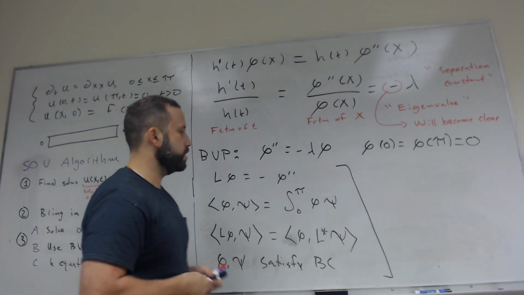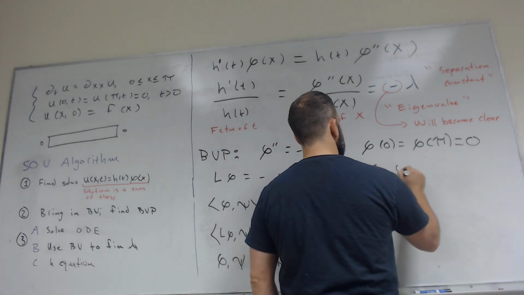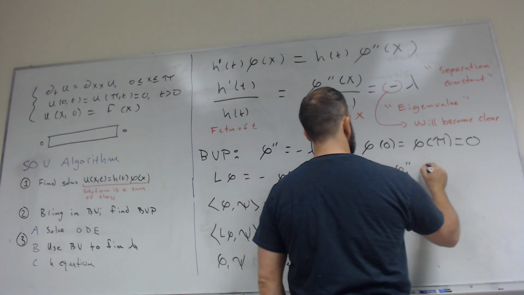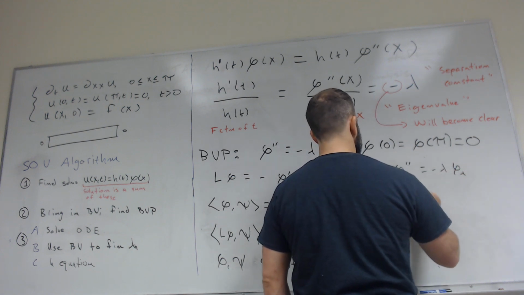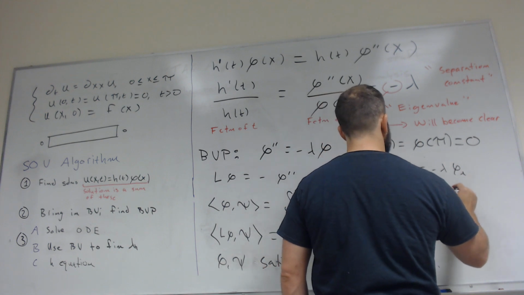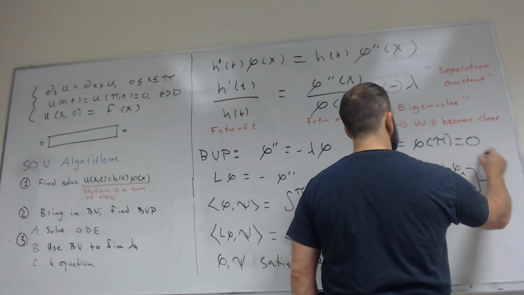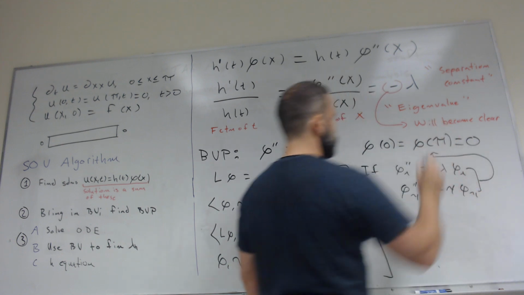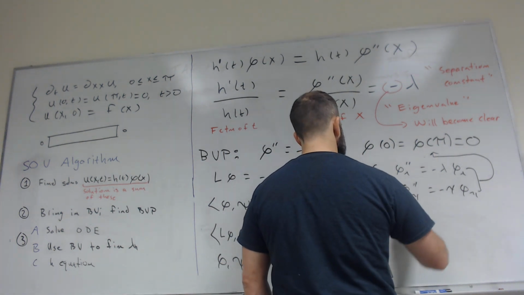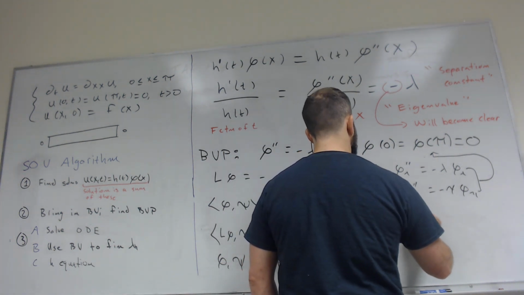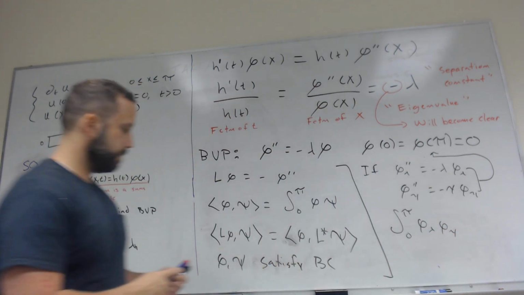Another exercise that I want you to think about is the following: if phi lambda double prime is equal to minus lambda phi lambda, and phi gamma double prime is equal to minus gamma phi gamma, and phi lambda and phi gamma both satisfy these boundary conditions, then I want you to compute the integral from 0 to pi of phi lambda times phi gamma.